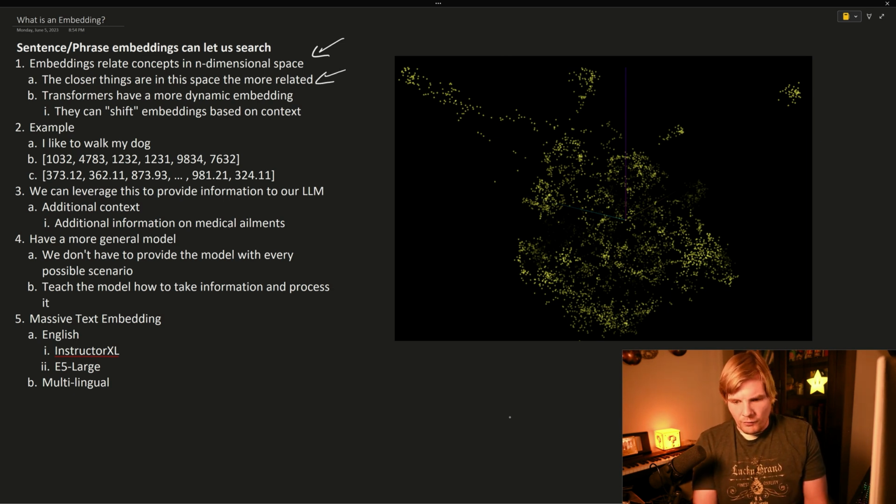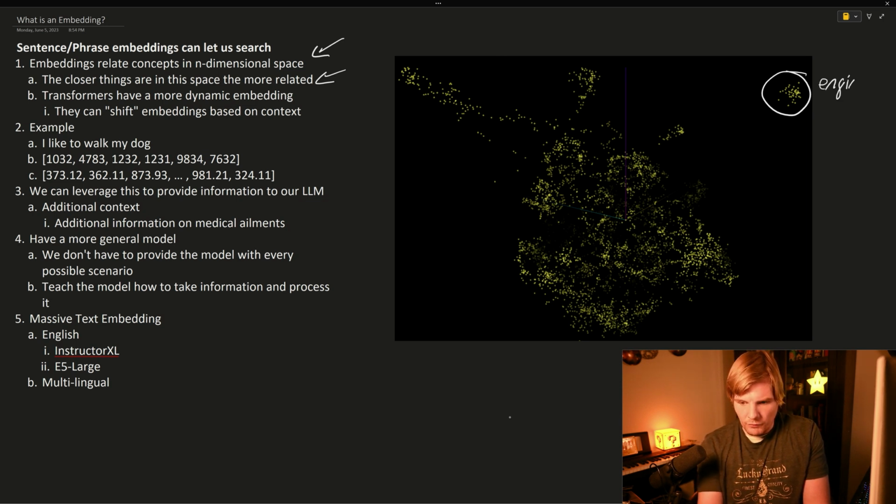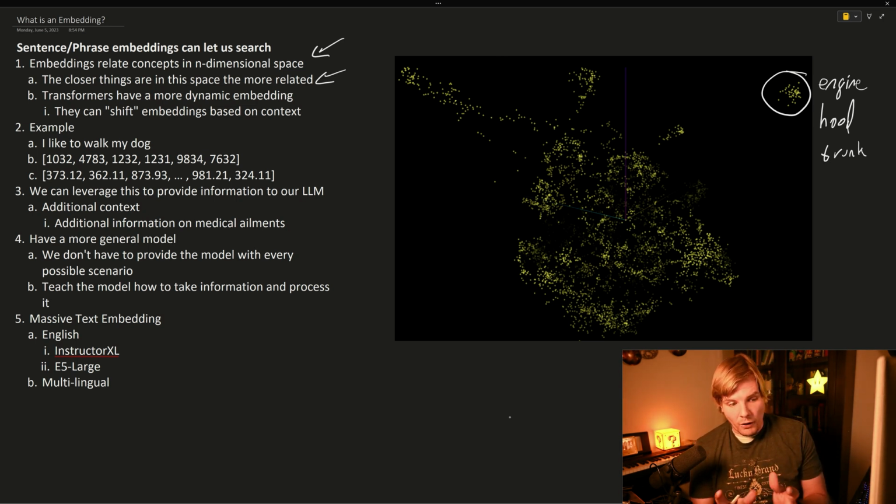So in this case, we have a three-dimensional embedding space. And this happens to be what's called Word2Vec, and it's a 10,000 word example. And for example, these concepts over here could just be car concepts. So engine, for example, a hood, a trunk, and so forth. Anything that happens to do with a car could be up there.